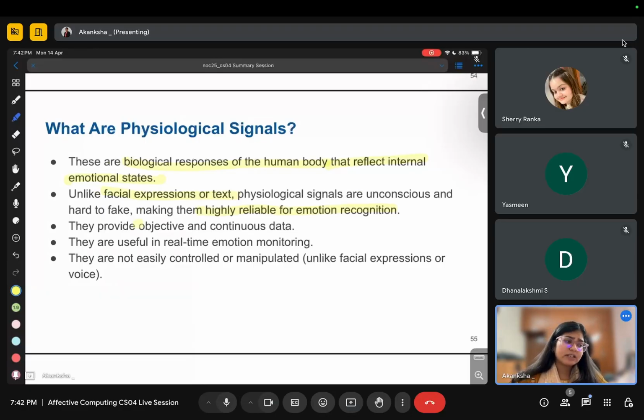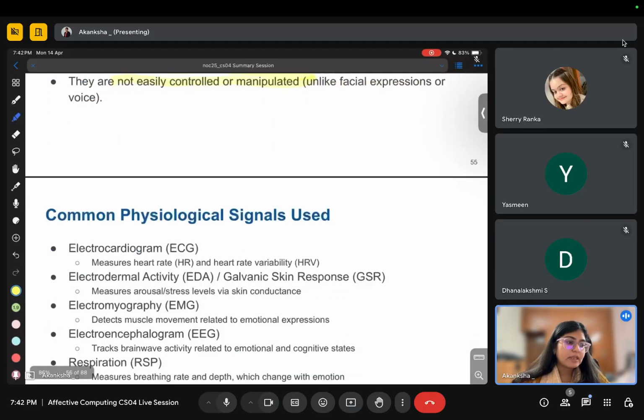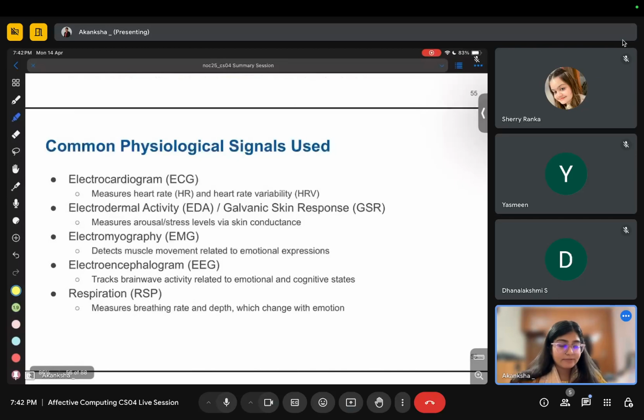Then it is objective and continuous data and it is useful in real time, but they can not be easily manipulated. ठीक है, so there are certain examples for these physiological signals. First is ECG. ECG measures the heart rate and heart rate variability. फिर आता है electrodermal activity, जो मैंने skin conductance या फिर sweaty palms की बात की. Our skin has sweat glands which get activated when you are stressed. ठीक है, so in higher stress scenarios you will feel more sweaty. ठीक है, तो this is one example.